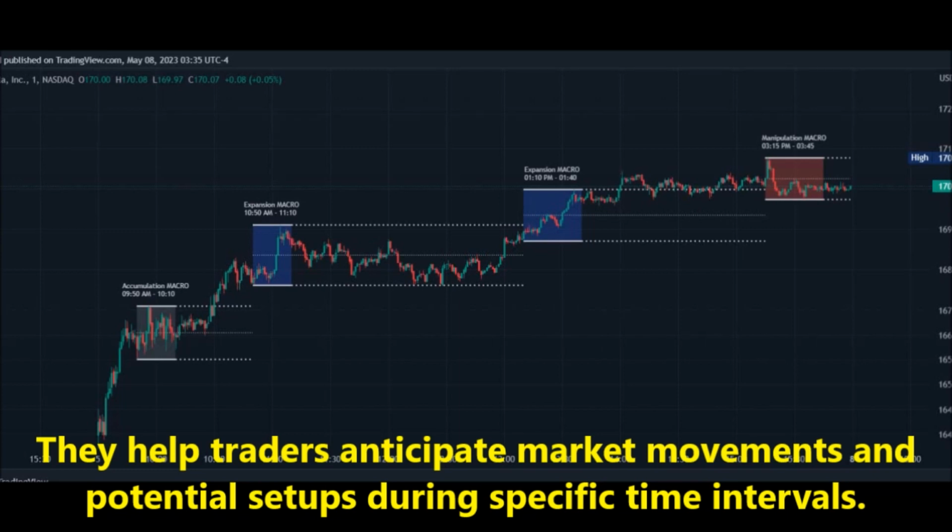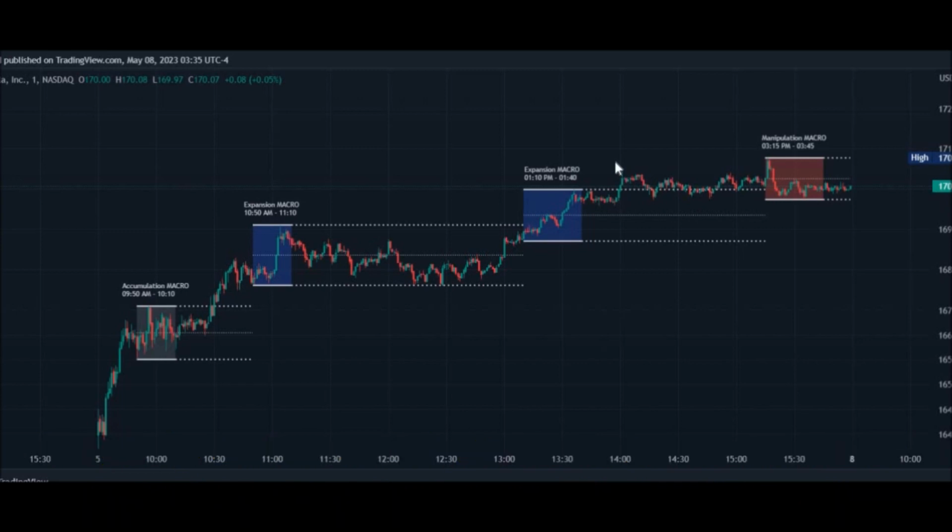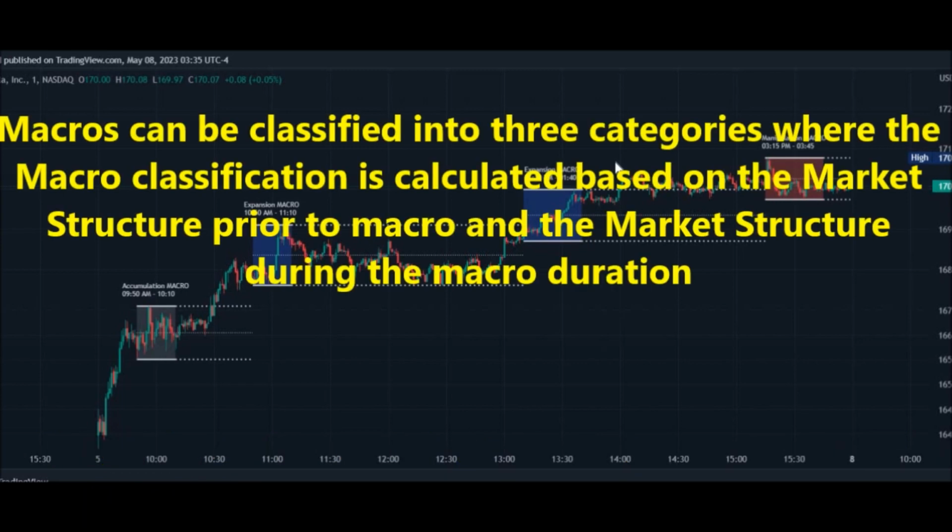To trade this effectively, it is important to understand the time of the day when certain macros come into play, and it is strongly advised to introduce the concept of liquidity in your analysis. Macros can be divided into three categories, where their classification is calculated based on the market structure prior to the macro and the market structure during the macro duration.